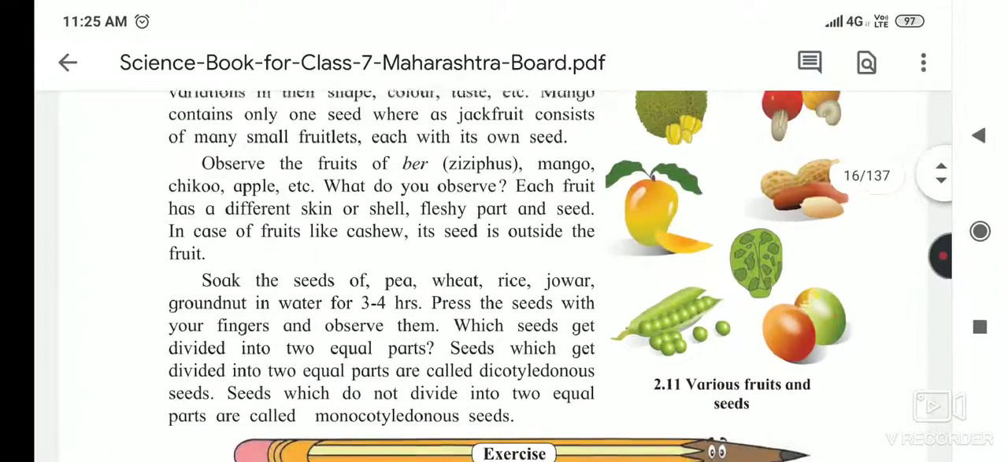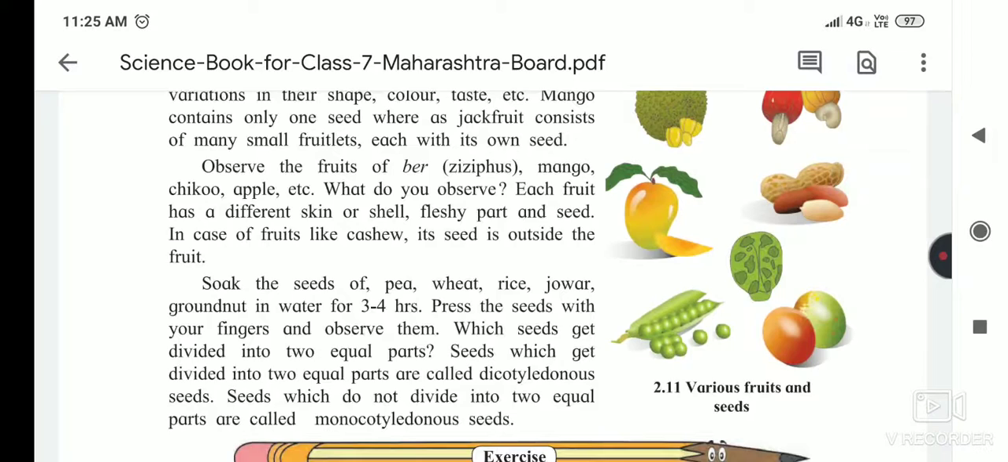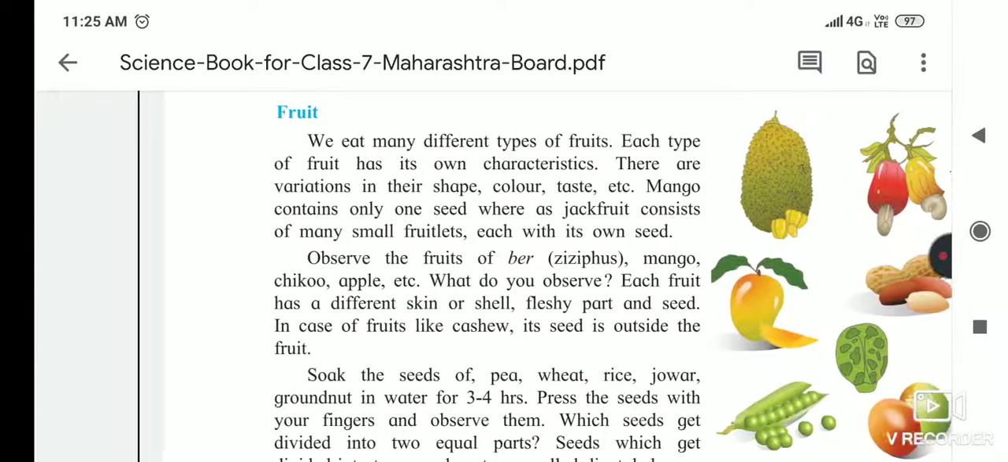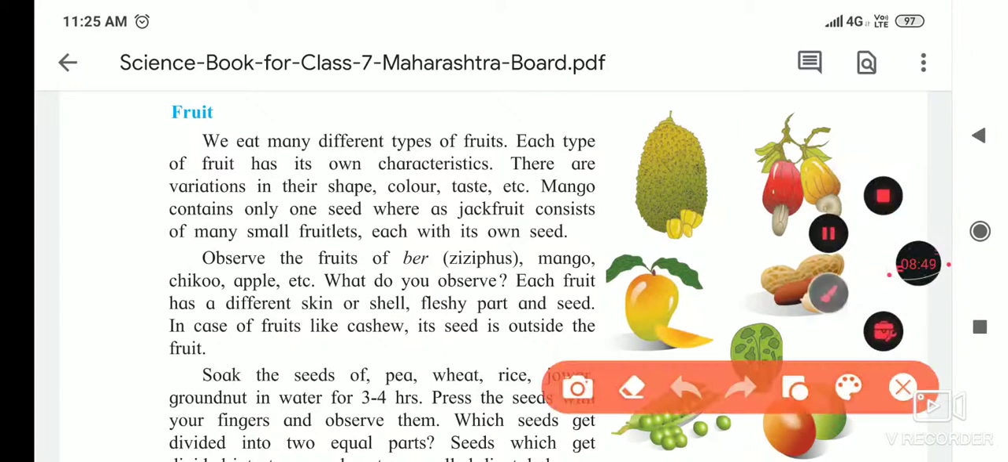Maybe orange or something is there. So if you observe all these fruits, you will notice that all are different. Then we eat many different fruits. Each type of fruit has its own characteristics. There are variations in the shape, color, taste.